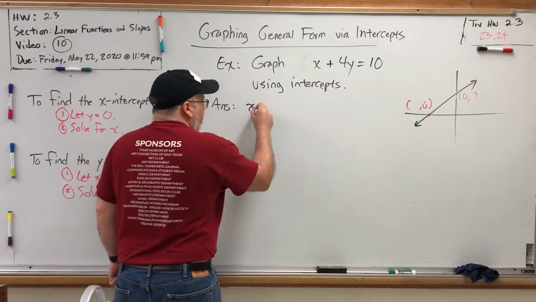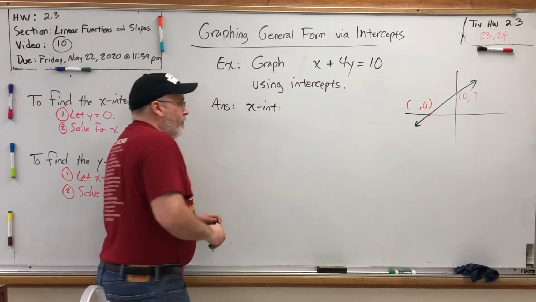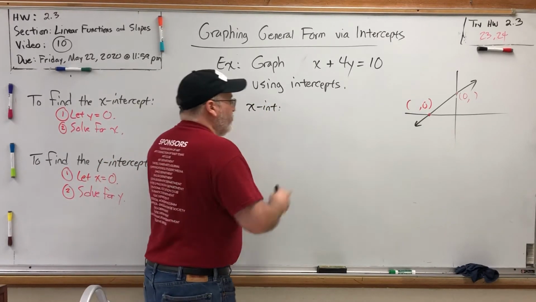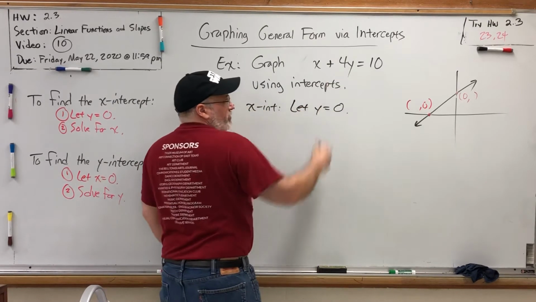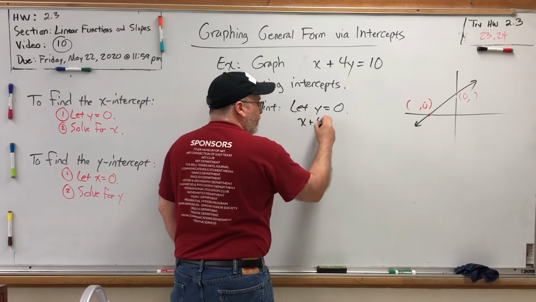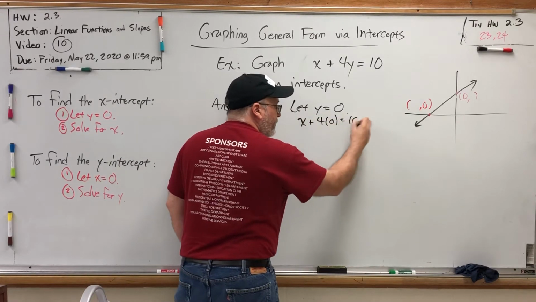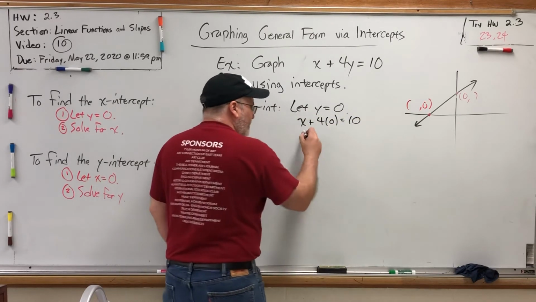Let's start with the x-intercept. For the x-intercept, we would let y equal 0. So if we let y equal 0 in this equation, we get x plus 4 times 0 equals 10. But 4 times 0 is 0.